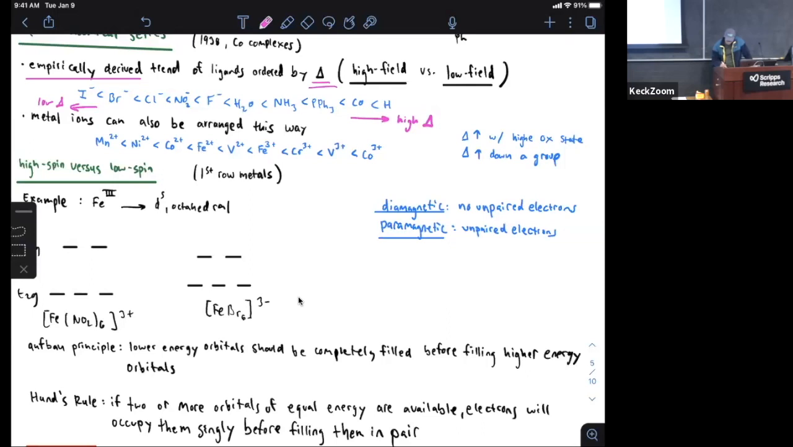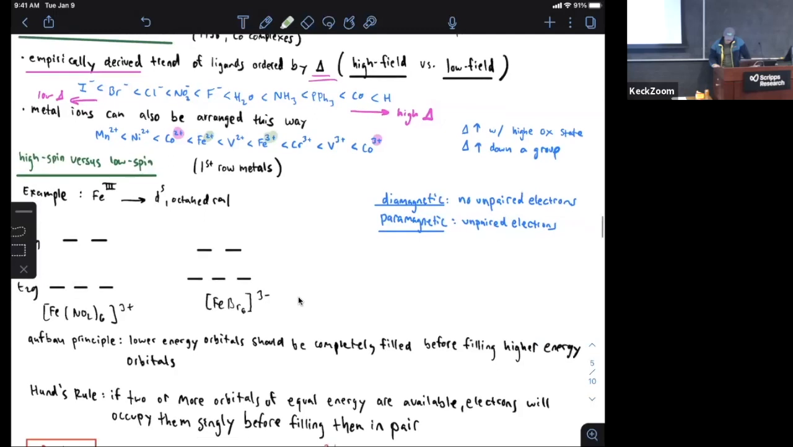Now, there's also a trend with respect to the metal elements involved, and in particular, the oxidation state of the metal. One thing that you can pick up on here is that for a given metal, higher oxidation states have higher splitting energies. And splitting energies also increase down a given group.